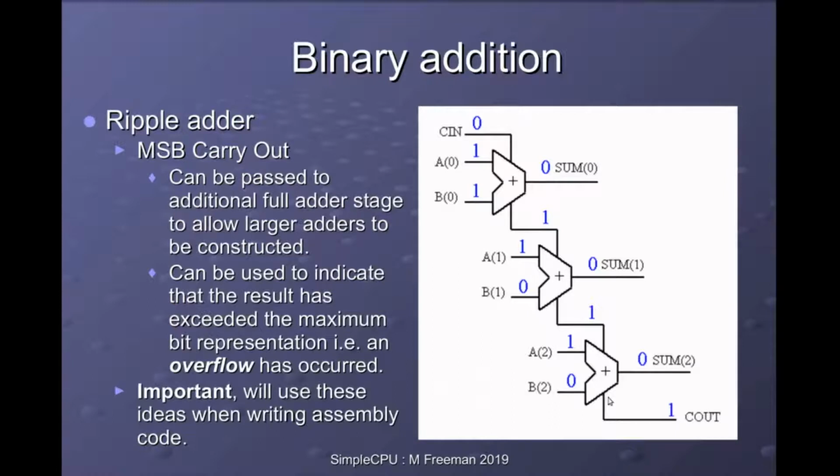So in the simple CPU, it's an 8-bit machine, so the carry out would indicate we've generated a 9-bit result that can't be stored in the 8-bit internal general purpose registers, the accumulator.